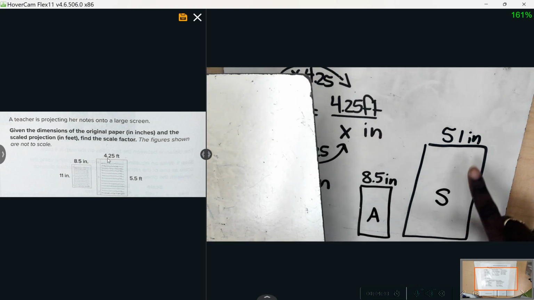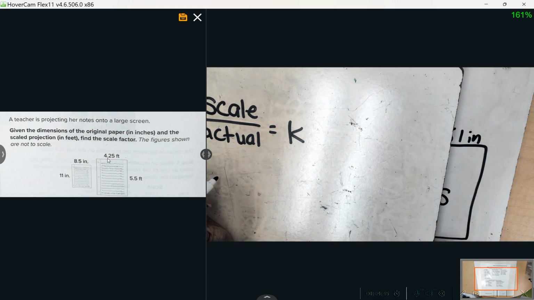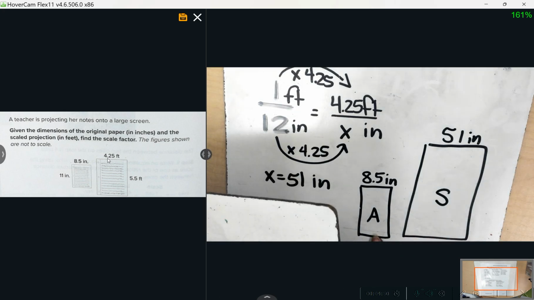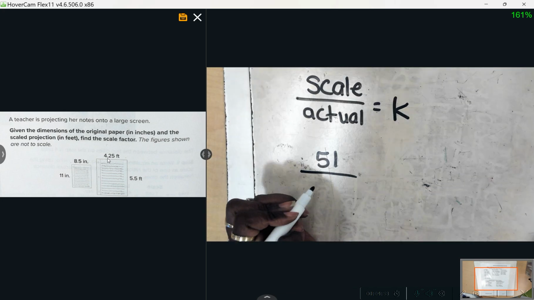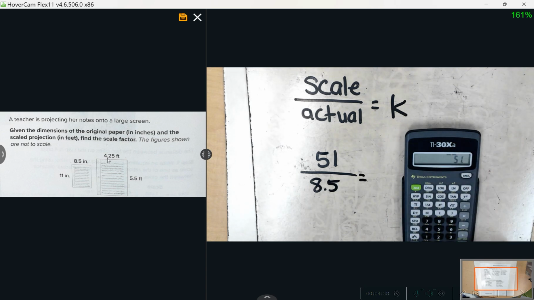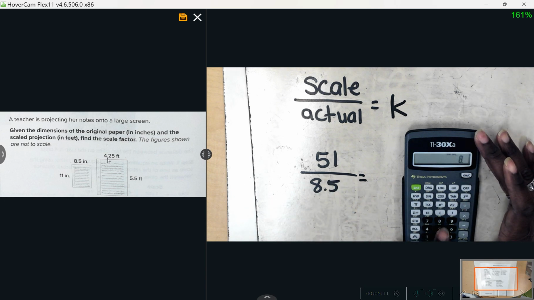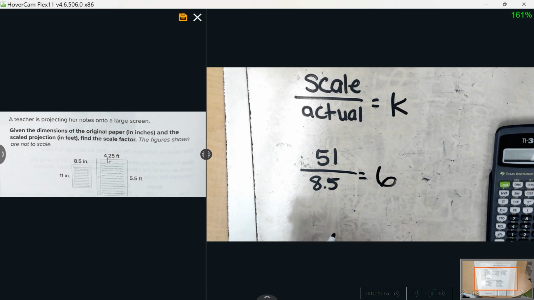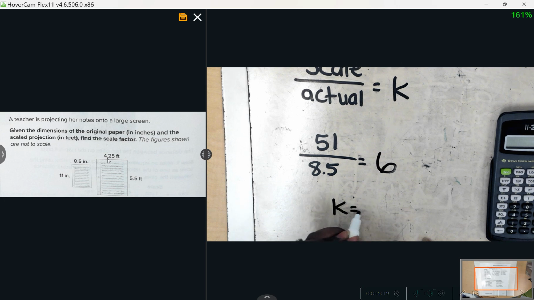My scale is 51, so I'm going to put a 51 here on the top. And the actual is 8.5, so I'm going to put 8.5 here. We understand that a fraction or ratio is just using division to find out what the unit rate is going to be. So I'm going to say 51 divided by 8.5, and that gives me 6. So my scale factor, K, is 6.